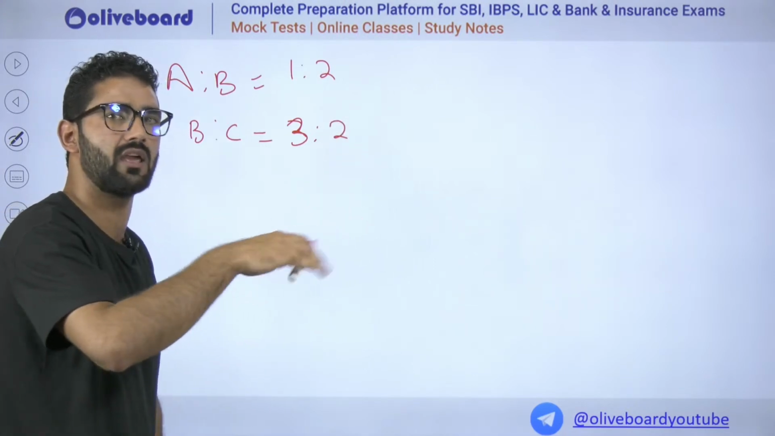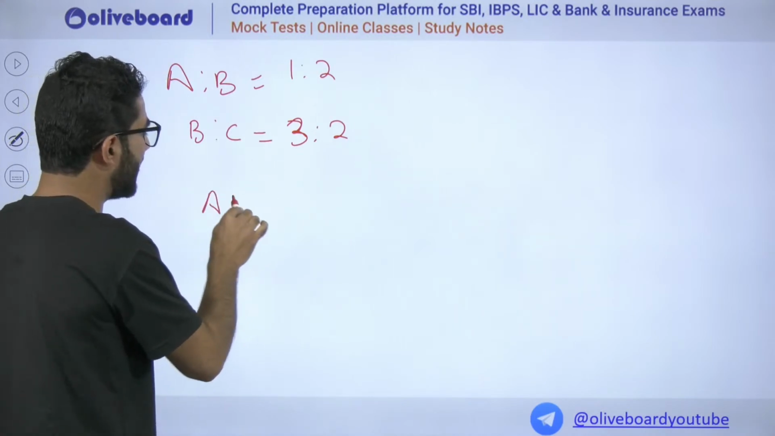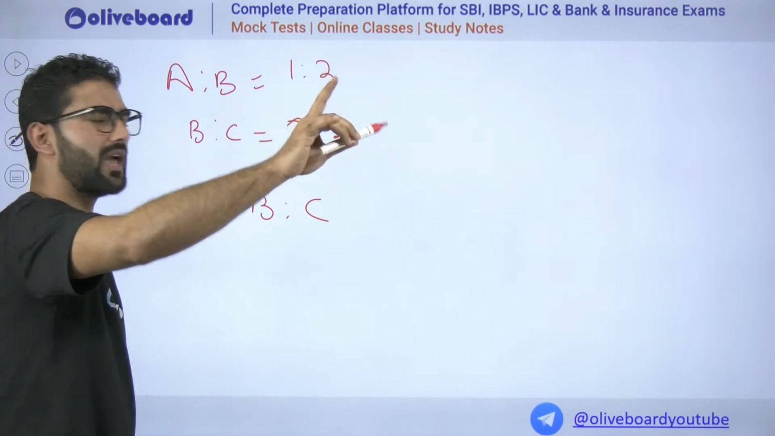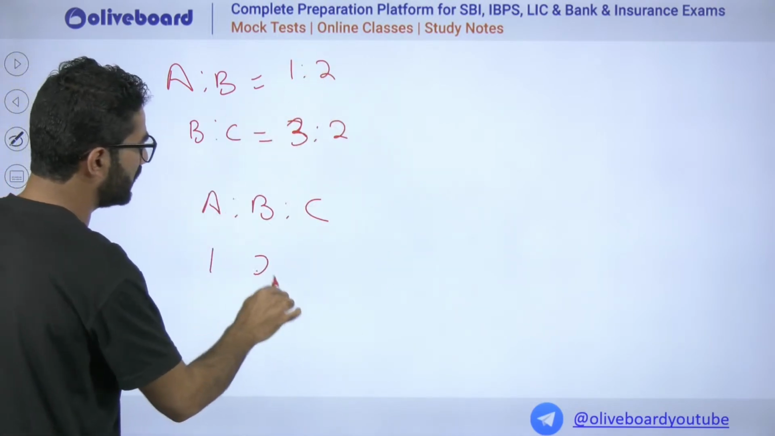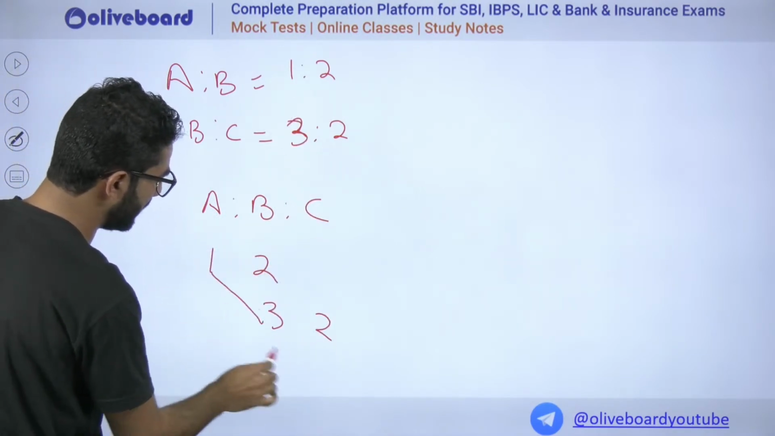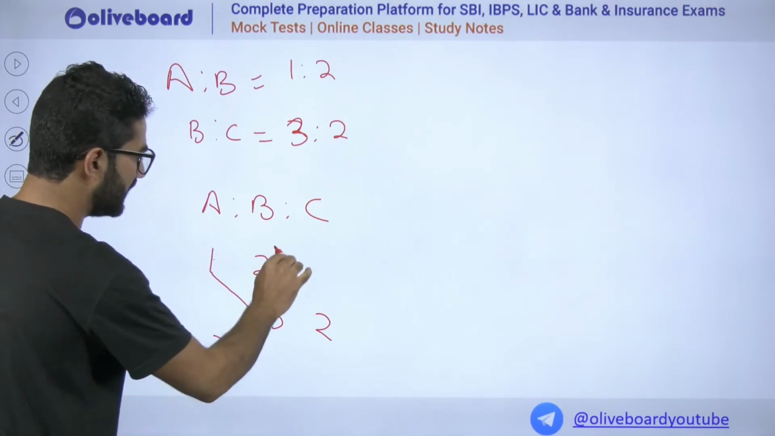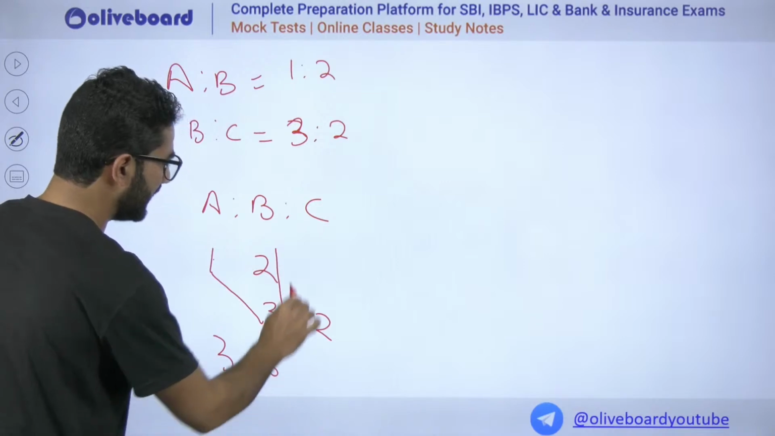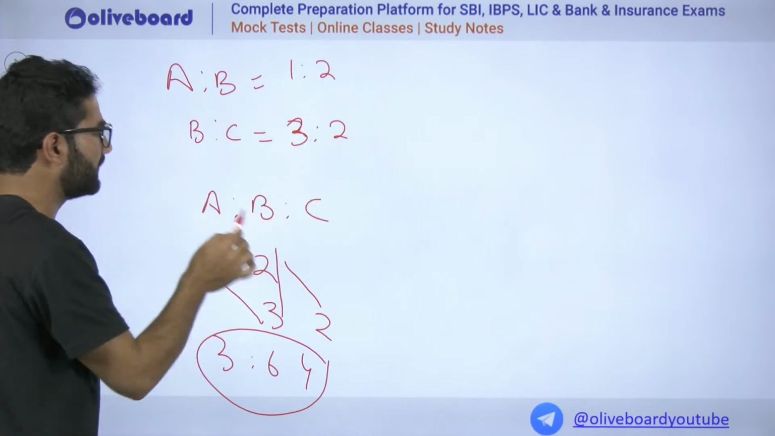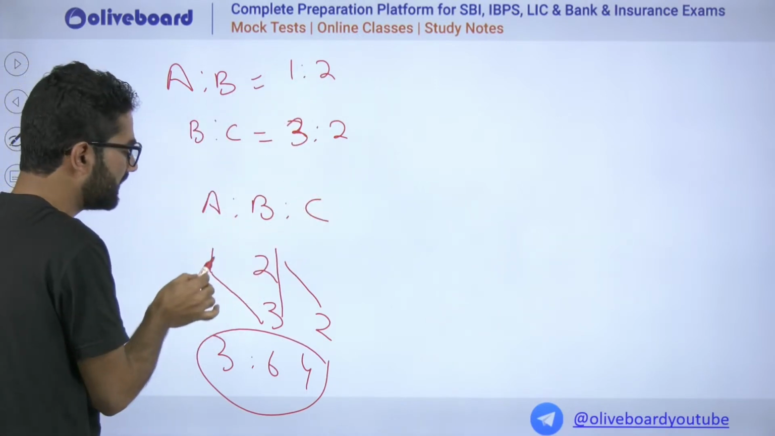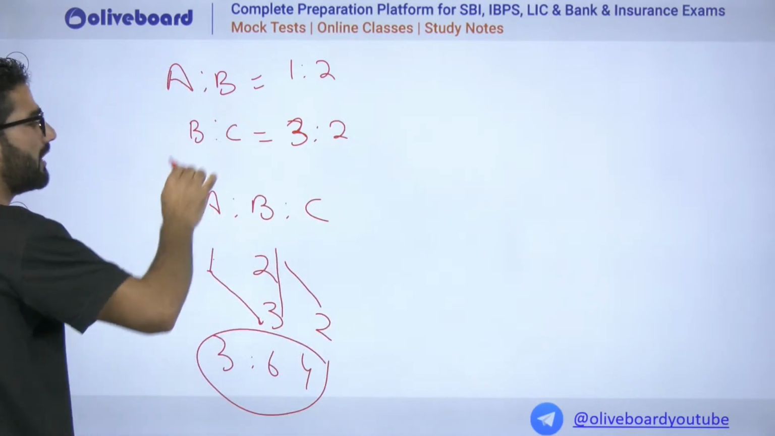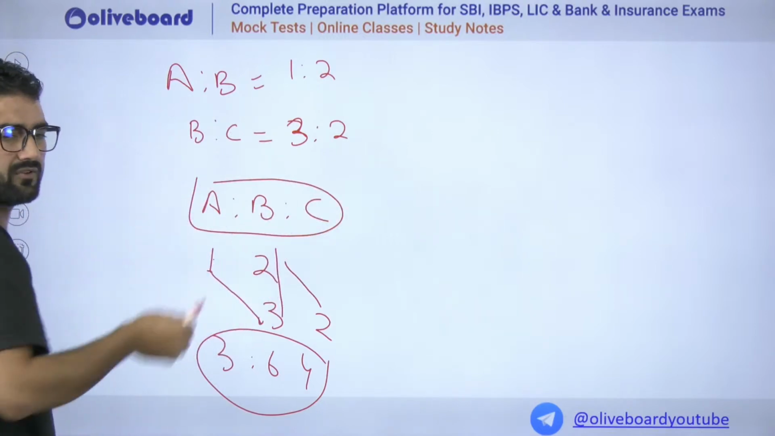Directly you can calculate for A, B and C. Don't try to take an LCM. Don't go that way. Simple. 1:2 is for AB, and for BC it is 3:2. Go this way. A will be 1 into 3, that is 3. This will be for B, that is 6, and this will be for C, that is 4. So this will be the ratio. You don't have to make an LCM. Simple. This is the trick only for 3 numbers, when we have to find for 3. It is quite simple.